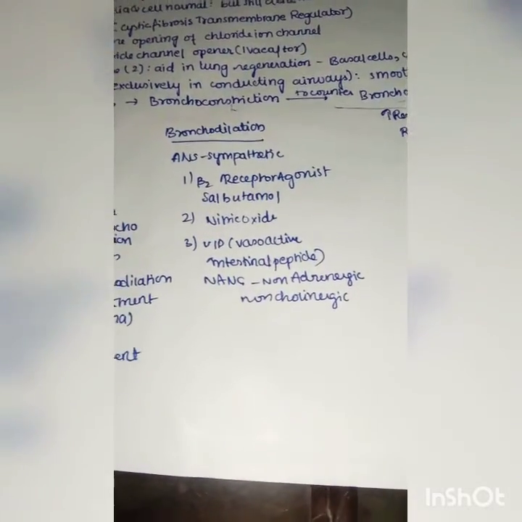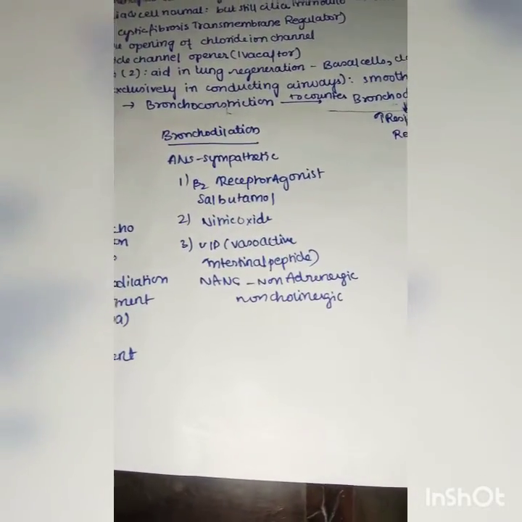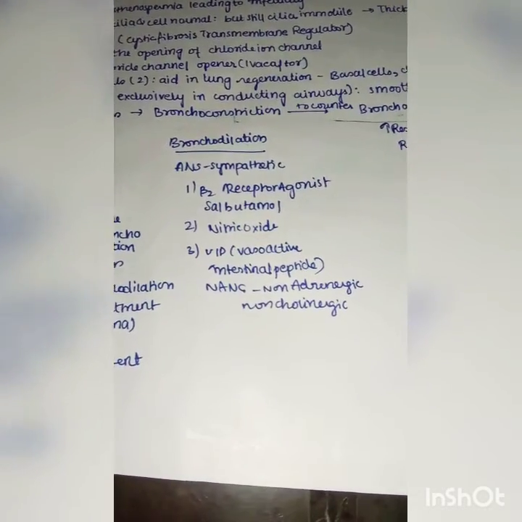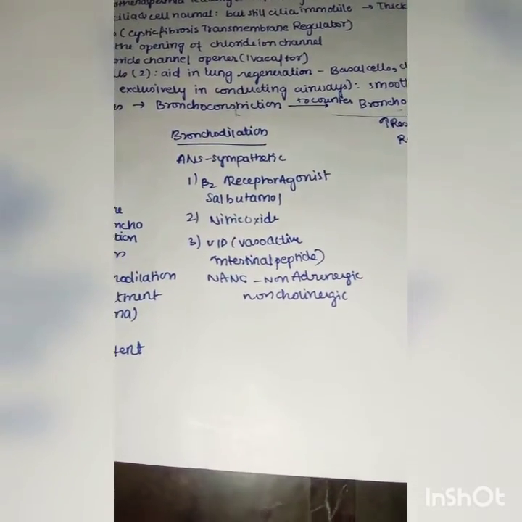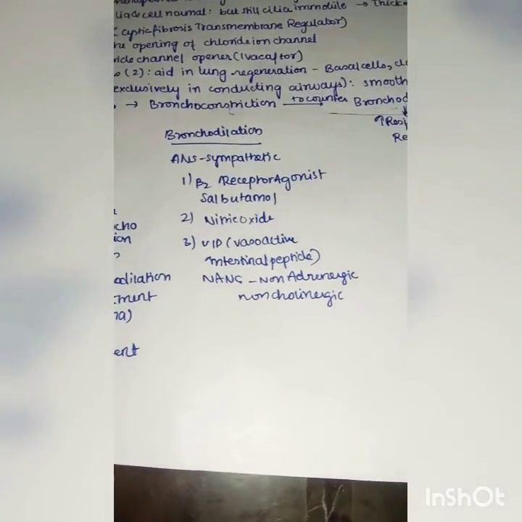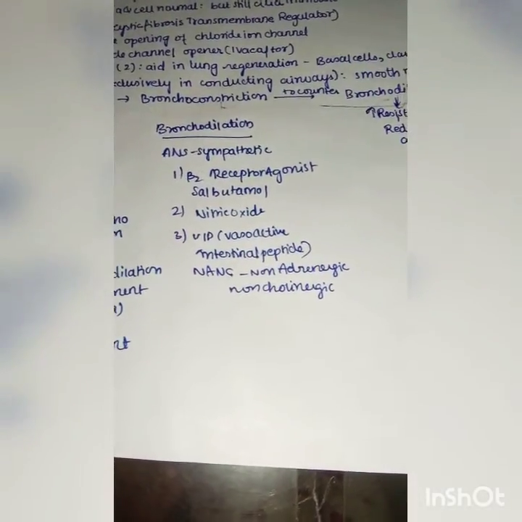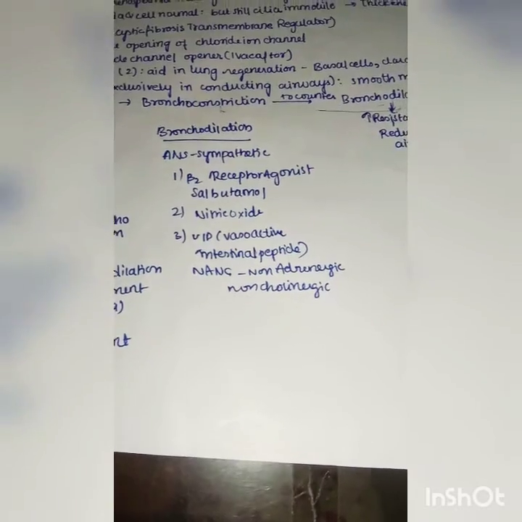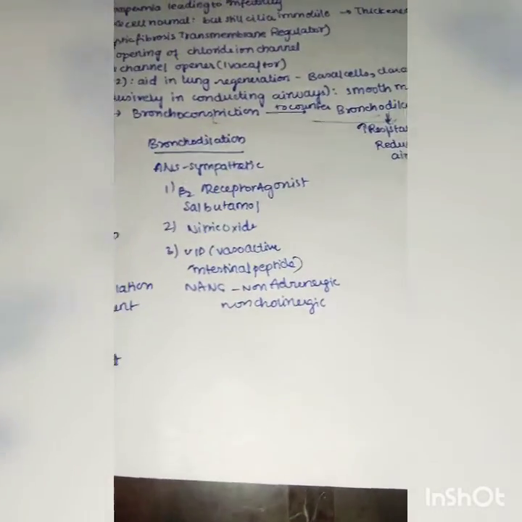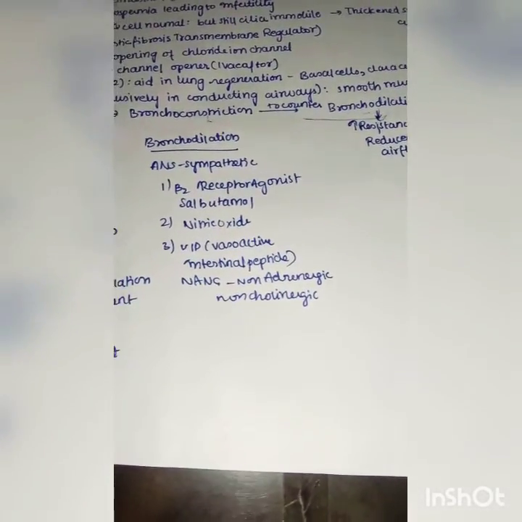Next, coming to bronchodilation. Bronchodilation is mainly by the sympathetic nervous system. Here we have beta 2 receptor agonists like salbutamol. Salbutamol is used here, and also nitric oxide. Nitric oxide is a dilator even in our vessels, and here also in the bronchi nitric oxide is a dilator.